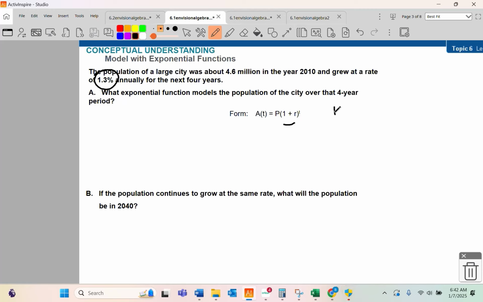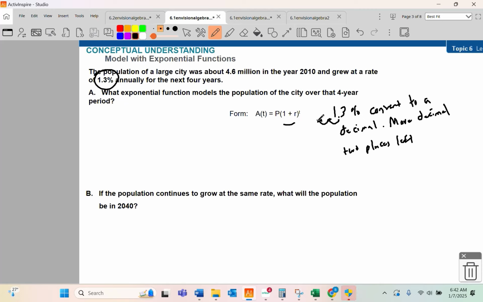Now, when you take this 1.3%, we're going to convert to a decimal. And this is a skill that just a lot of kids can't do. All you do is you move the decimal 2 places left. So 1 and then 2. All right. So it becomes r equals 0.013.